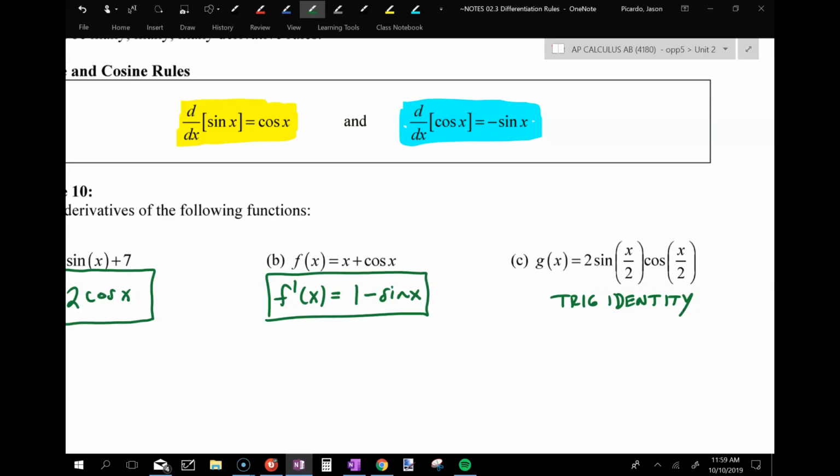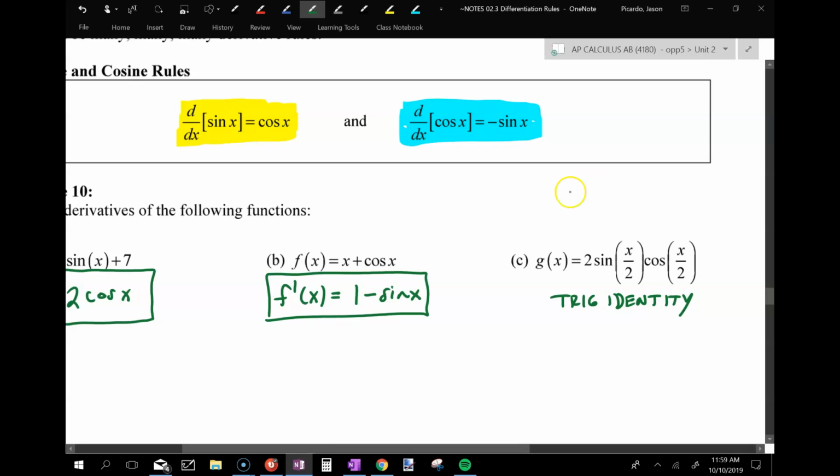The trig identity you guys have to remember is this, okay? 2 sine of x cosine of x is equal to sine of 2x. That's one of your trig identities.